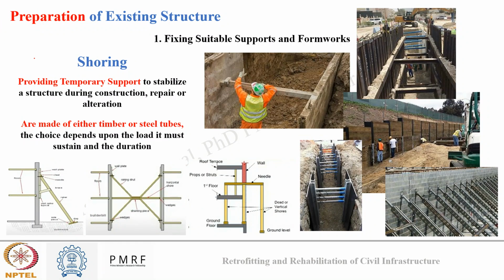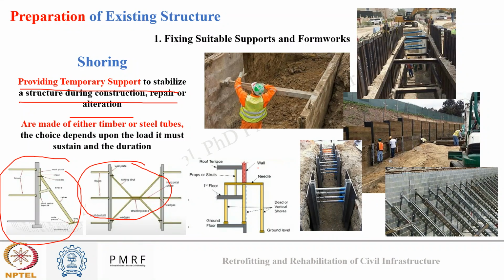Through shoring and scaffolding. Shoring is nothing but providing temporary support to stabilize the structure during construction, repair, or alteration. Here at the bottom of the slide, you can see different kinds of support provided. Why were these given? So that the structure can be stabilized a little before repair activities are carried out. The material we use for shoring is made of either timber or steel tubes, and the choice depends upon the load it must sustain and the duration for which it will be used.